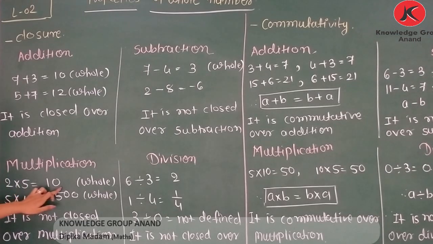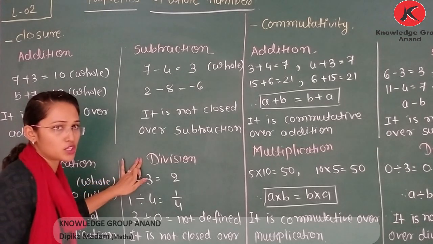2 multiplied by 5 is 10. 2 is a whole number, 5 is a whole number, 10 is also a whole number, which means whole numbers are closed over multiplication. Why? Because you can also check 5 multiplied by 100 is 500. If you take 0 here, then 5 multiplied by 0 is also 0, and 0 is a whole number, so it is closed over multiplication. Now we will check for division.